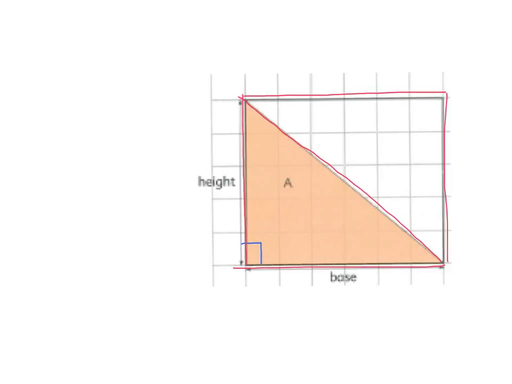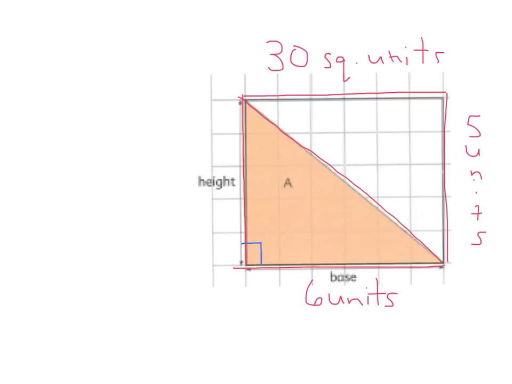And so we recognize that the rectangle goes 1, 2, 3, 4, 5, 6 units. And it has a height of 1, 2, 3, 4, 5 units. Which means the entire rectangle is 30 square units. And so all I would have to do to find the area of the triangle would be to take half of that. And we know that half of 30, well, that's 30 divided by 2, and 30 divided by 2 is 15.